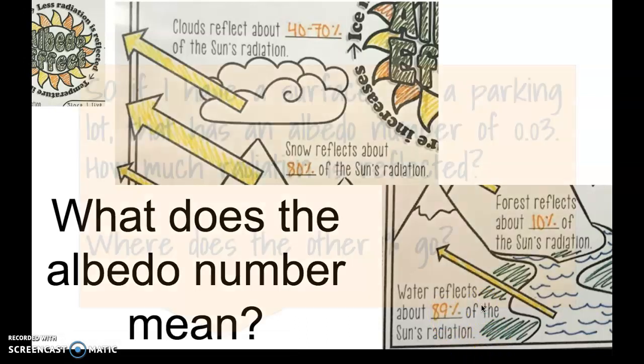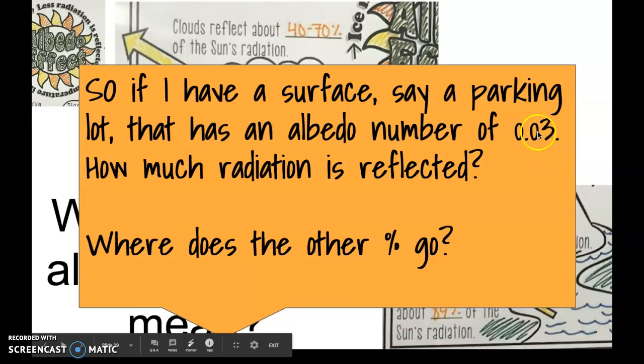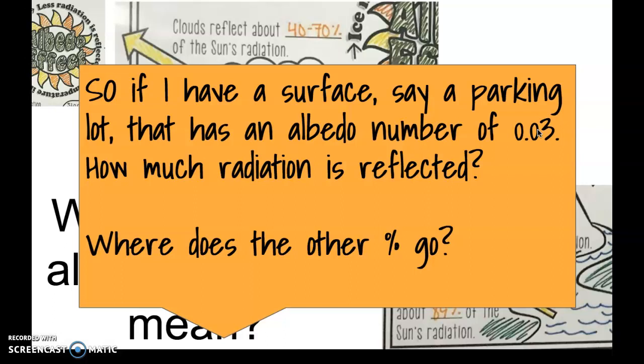Fantastic. So, knowing what you know now, if I have a surface, say a parking lot, that has an albedo number of 0.03, how much radiation is reflected? Based on that albedo number, you should be able to tell me that about 3% of the solar radiation is reflected. That means that the remaining 97% of that radiation is absorbed into the ground. That 97% of the radiation that hit the parking lot surface is absorbed into the ground.